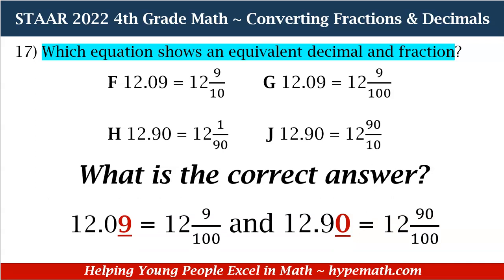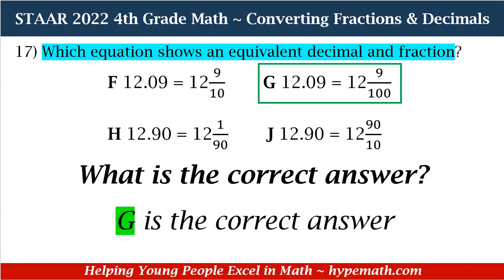So let's look at our answer choices and compare each decimal to see if we can discover the correct answer. Again, let's look at our answer choices. We have F, 12.09 is equal to 12 and 9/10. G, 12.09 is equal to 12 and 9/100. H is 12.90 equals 12 and 1 over 90. And J is 12.90 is equal to 12 and 90 over 10. Do you see the correct answer?